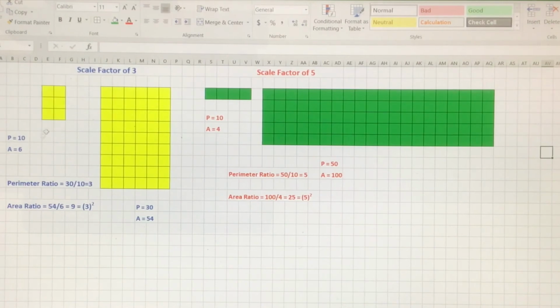Remember, perimeter is the distance around. So we just go 2, 3, 2, 3, and we take 10 steps to walk around. The area is 6. It's got 6 square units there. You can see the actual individual squares.